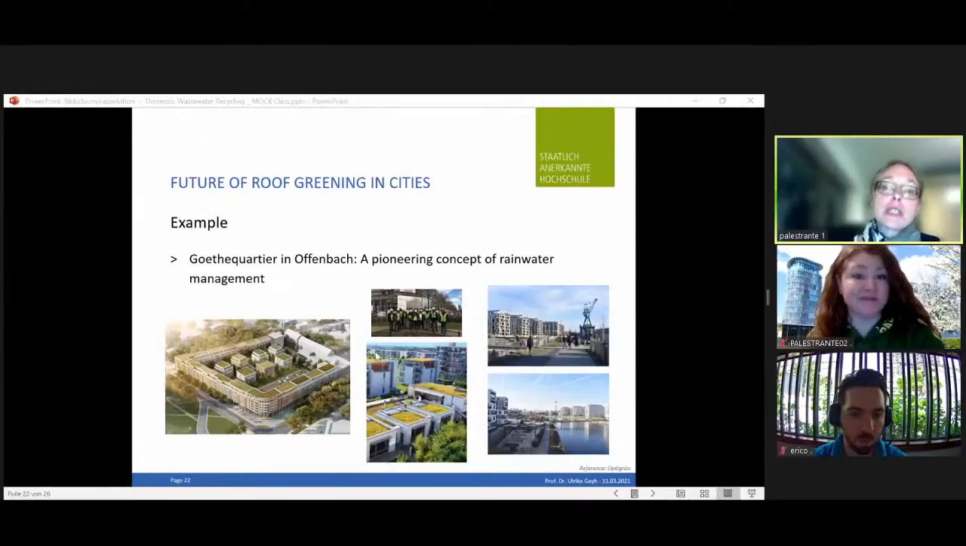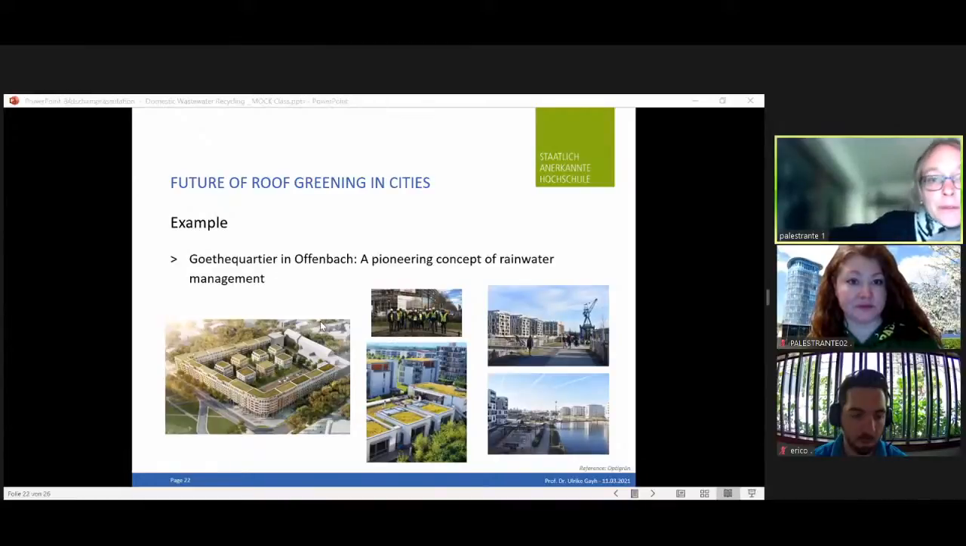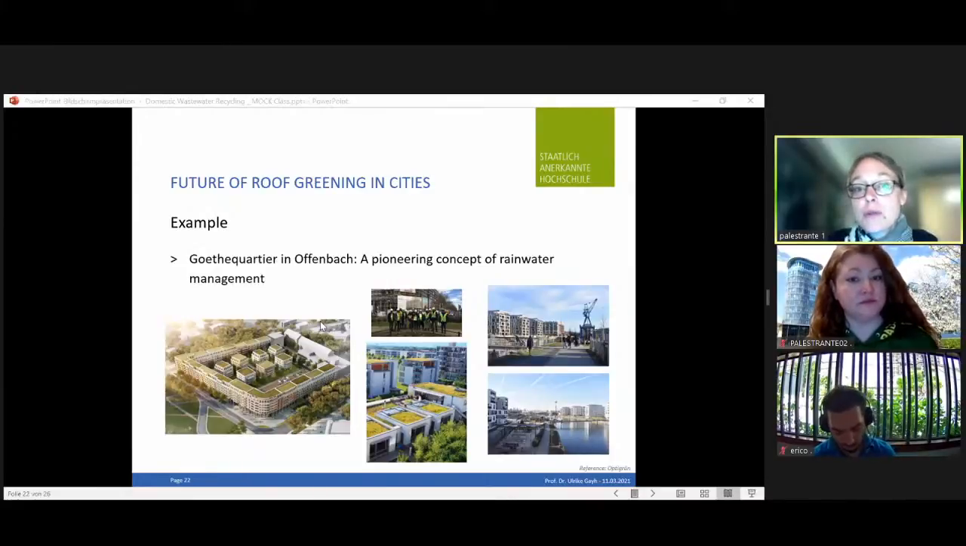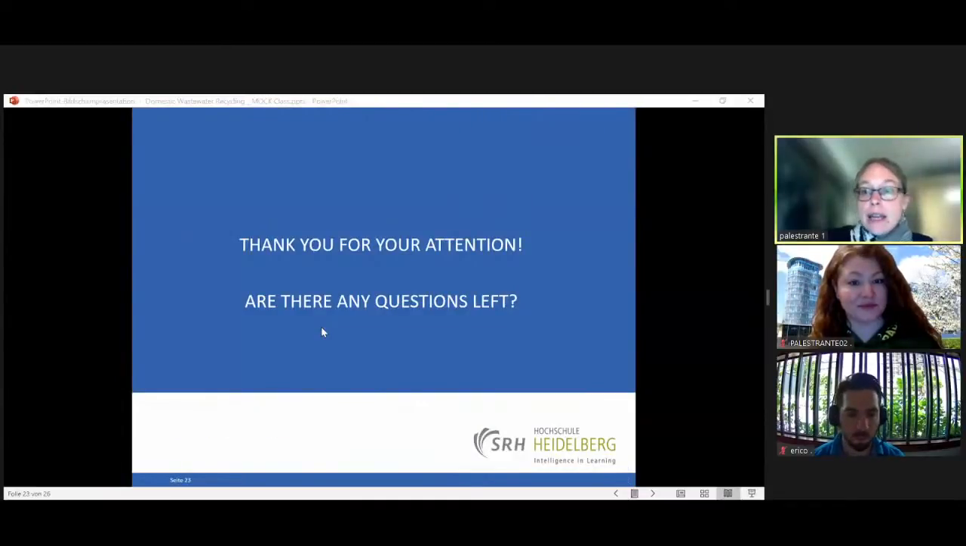So this is just one example, which is not directly linked to domestic wastewater recycling, but as we talked about at the beginning, rainwater is one source in domestic wastewater. We can also use this for greening up the villages or cities. That was my last example. So thank you for your attention, and just let me know any questions you have.